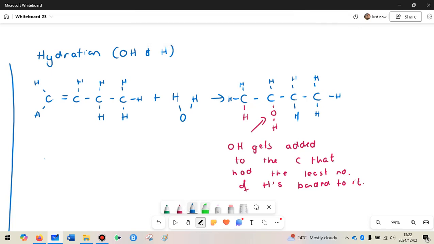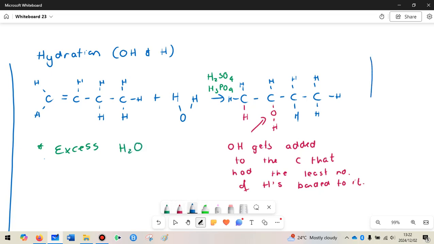The catalyst here, whenever you have anything to do with water, adding water or removing water, is going to be sulfuric acid. You could also say phosphoric acid. Either one of those would work. And you have to have excess water in this reaction.